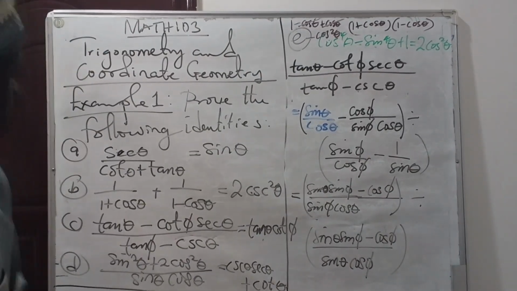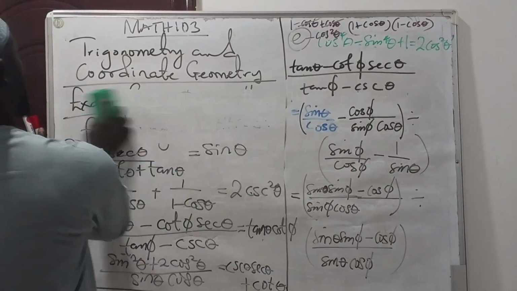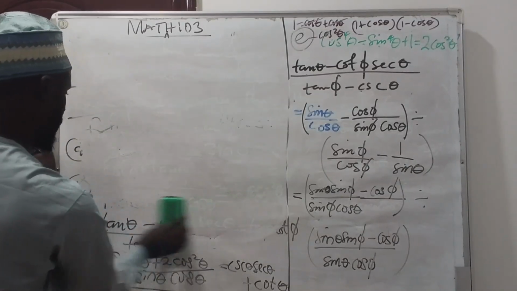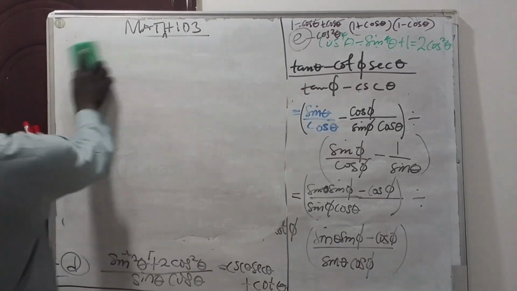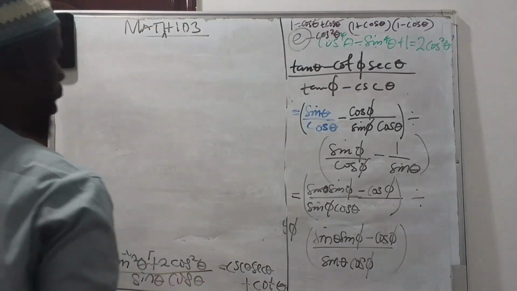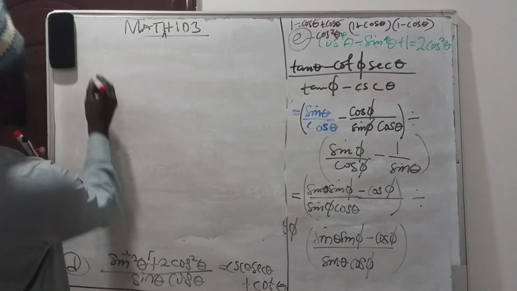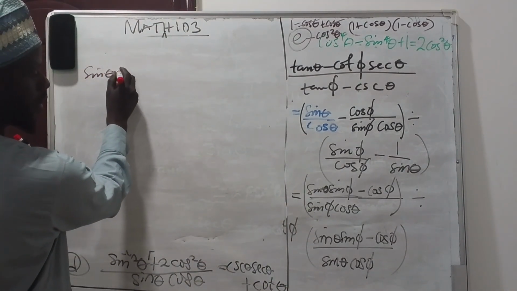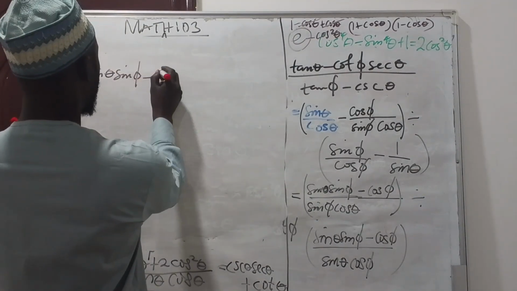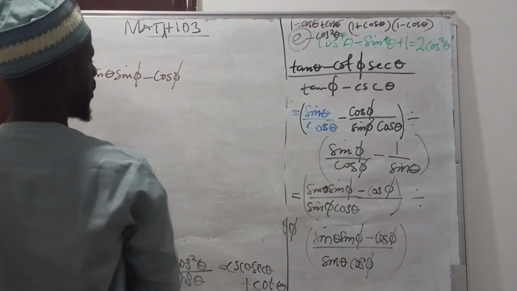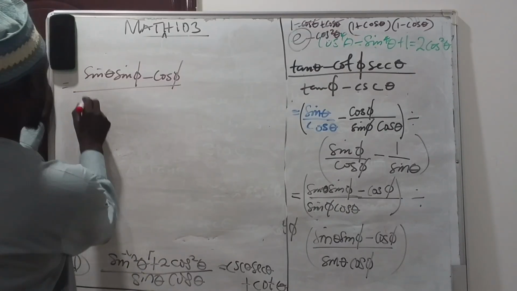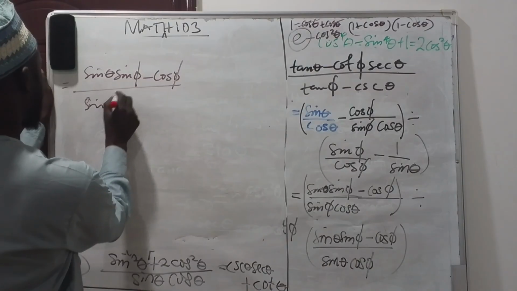So as the denominator, what we are going to do, we simplify this, and it is sine theta sine phi minus cos phi, divided by sine phi.